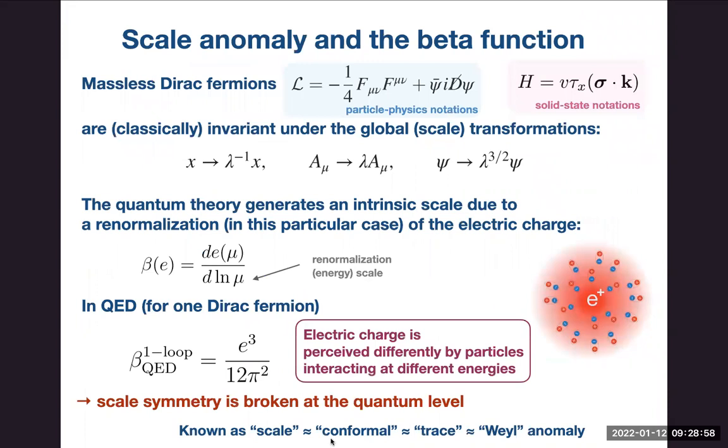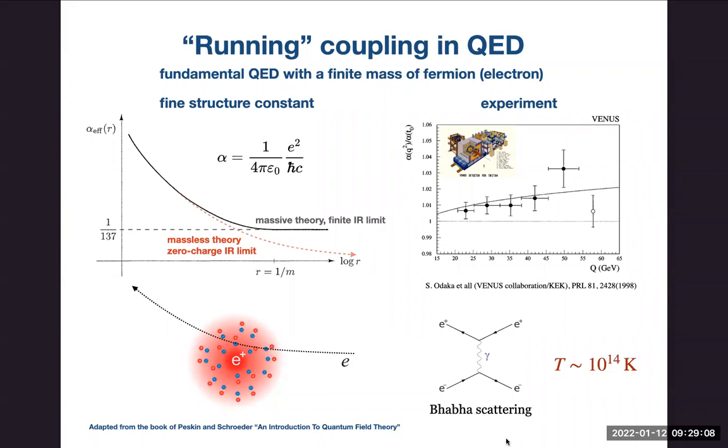So again, I repeat, it's known as scale, conformal trace, or Weyl anomalies. Maybe there are other names which I don't know. And the question is, okay, whether we can measure it. In high energy physics, we can measure. Let me just very briefly mention that it was measured at the Venus experiment. Here there is, you know, a few pixels here. This is a person. This is a big experiment in Japan.